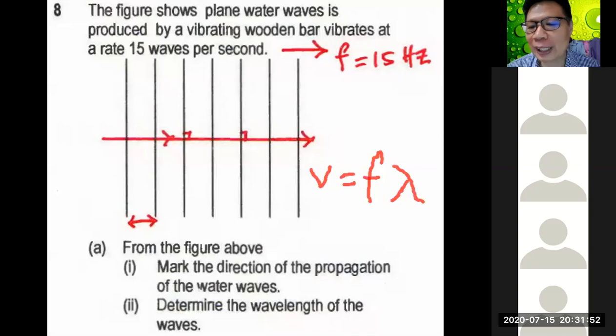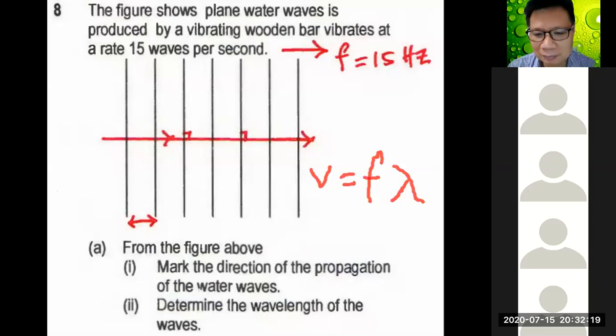Actually, you all think too much already. You cannot calculate. You just take a ruler and measure. Measure here, this is one lambda. Measure the distance here, this is the wavelength lambda. So use a ruler to measure. Everyone measure. What is the answer?